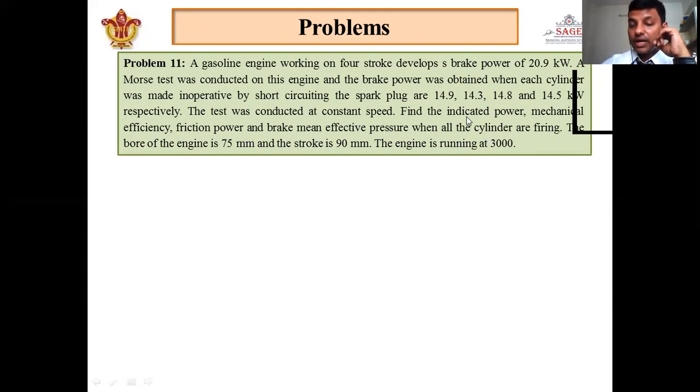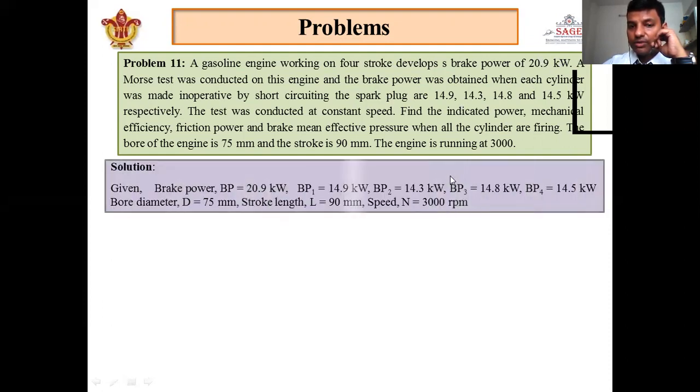Now, indicated power, capital I, is required. That will be the summation of I1 plus I2 plus I3 plus I4. Mechanical efficiency is brake power by indicated power, and friction power is indicated power minus brake power. For calculating brake mean effective pressure, the bore of the engine is given as 75 mm and the stroke is 90 mm. Also, the engine speed is given as 3000 rpm. So this last part is quite easy, that we have already solved in many problems. The important thing is to calculate the indicated power and brake power by these values of brake power. So this is capital B, B1, B2, B3, B4. All the given conditions are written here.